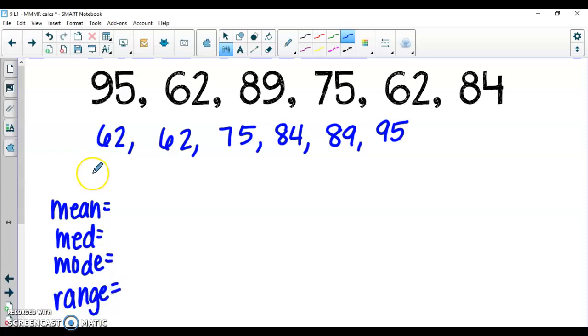So when I calculate the mean, I'm adding these numbers up. I got 467. 1, 2, 3, 4, 5, 6 numbers. And when I divide by 6, I get 77.8.